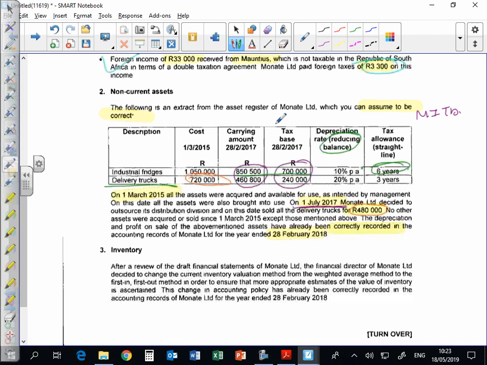They said that the depreciation has been correctly accounted for, so I'm done there. Is everyone happy? All right.